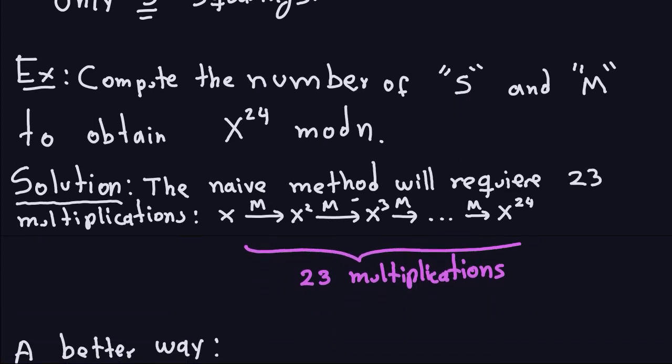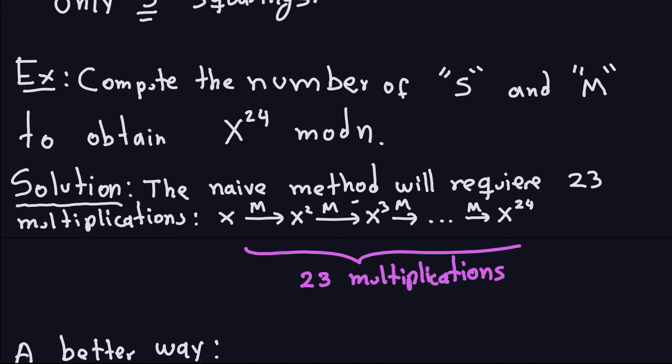So let's look at this example. Let's compute the number of squares and multiplications to obtain x to the 24 modulo n. Now this is all modulo n, but because I don't want to write down modulo n every single time, I'm just going to write down the power. Now the naive method to compute this power would be just multiplying by x, and that will require 23 multiplications in this case. That is naive because that is the straightforward way, which is the definition of power. But there's a better way to do it.